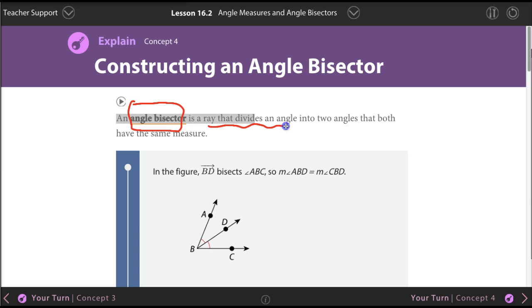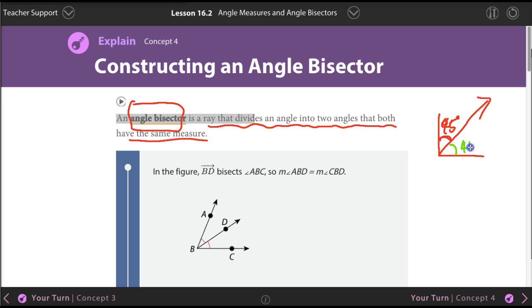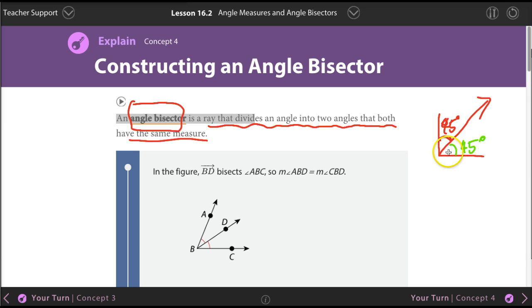It is a ray that divides an angle into two angles that both have the same measure. Do you know what that means? If I have an angle, an angle bisector is something that cuts the angle exactly in half. So if this is a 90-degree angle, this side is going to be 45 degrees because half of 90 is 45, and then this side is going to be 45 degrees. And if both angles measure the same, that means this ray here is what? An angle bisector. That's an angle bisector.